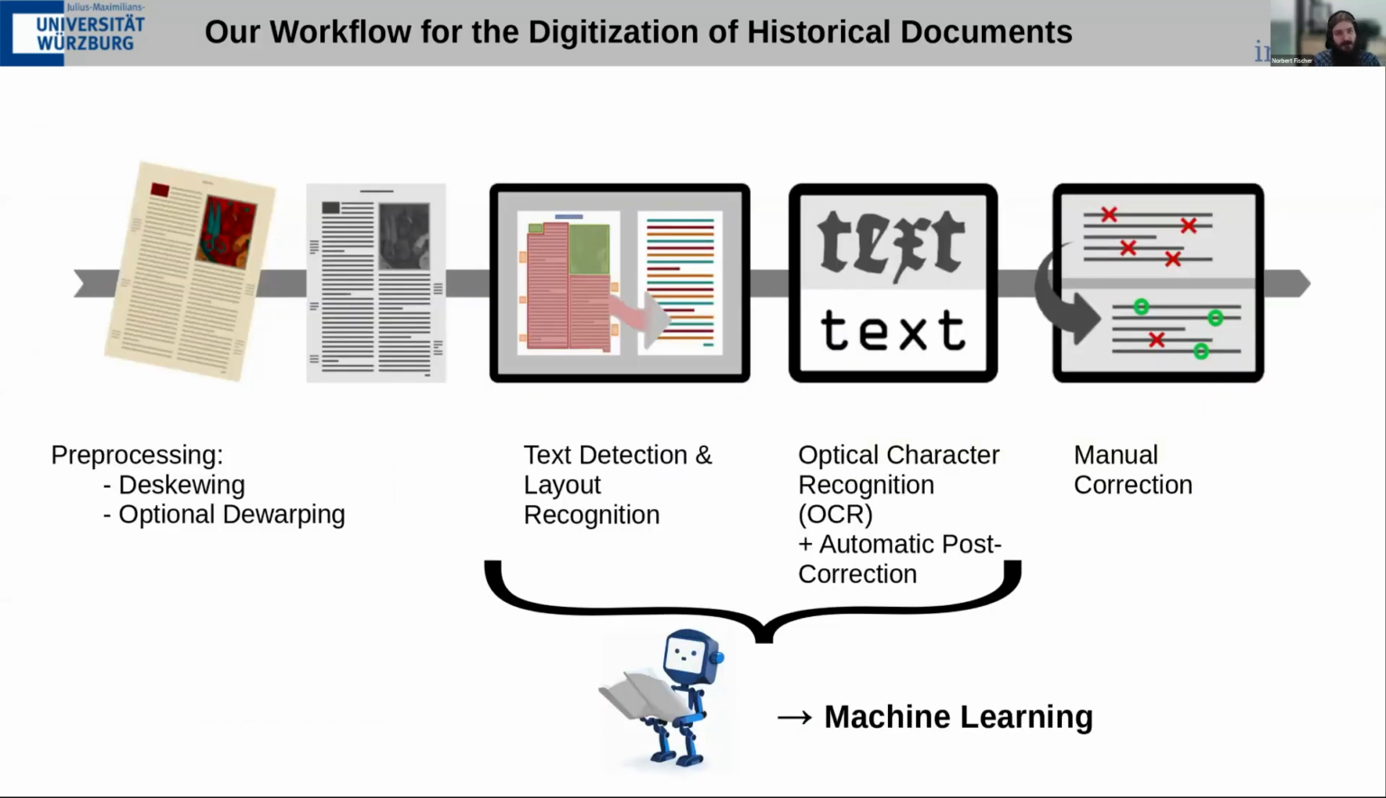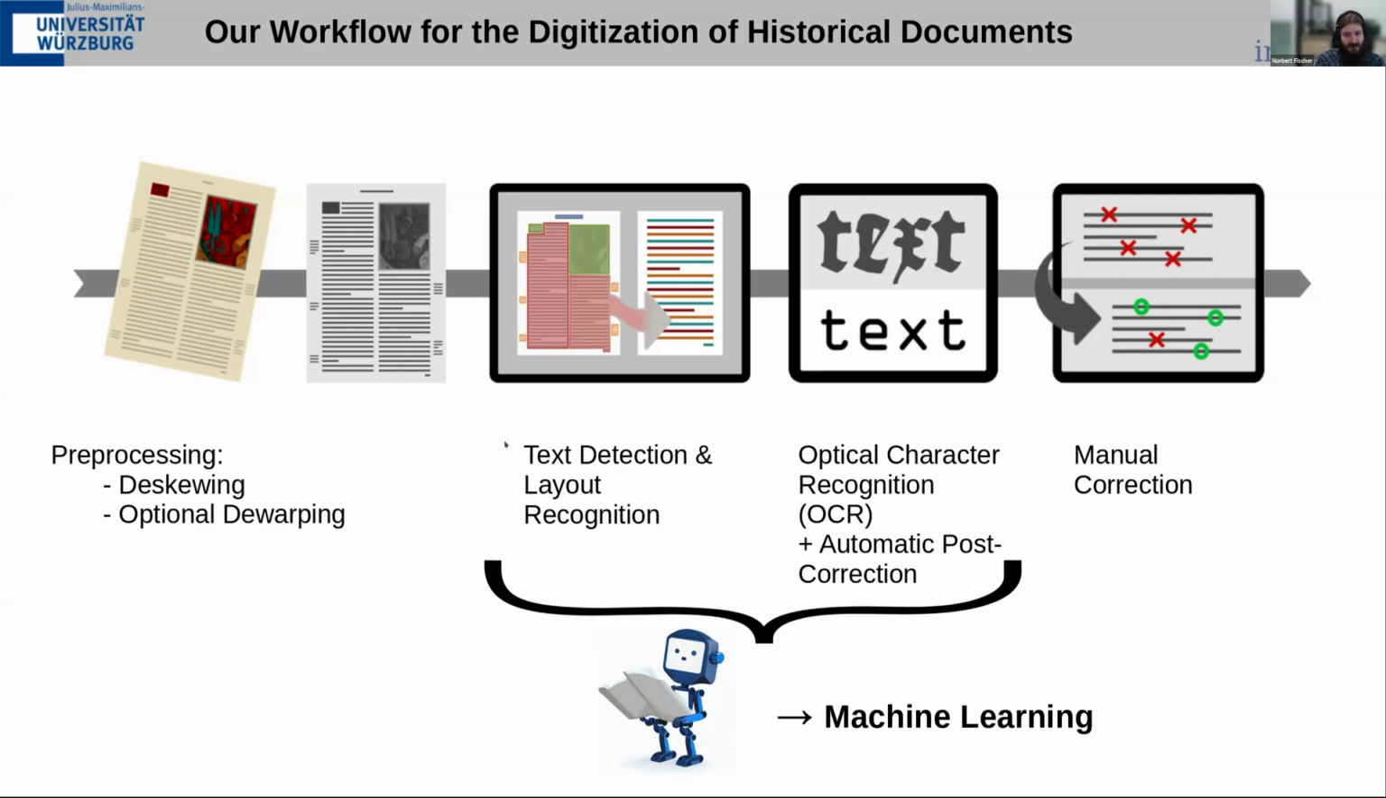Let me quickly introduce you to the workflow for recognizing historical documents. First of all, we have to gather the input images. These are then uploaded into our automatic system. In the first step, the images are pre-processed, which means they are deskewed and optionally dewarped. We do not dewarp all pages, only when it's necessary, because it might reduce the quality of the images. Then comes our automatic layout recognition, text detection, and OCR pipeline.